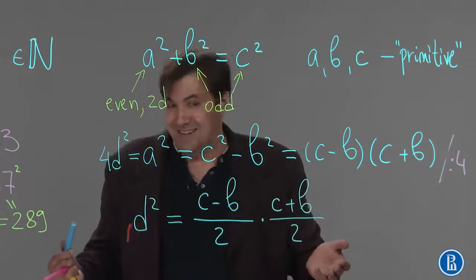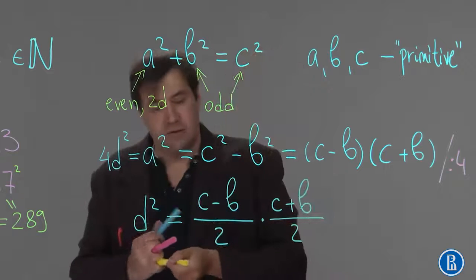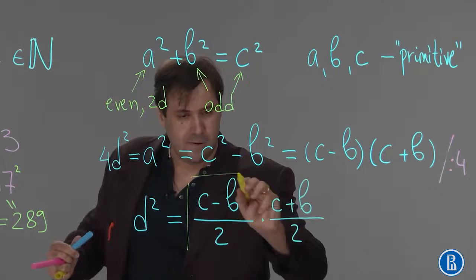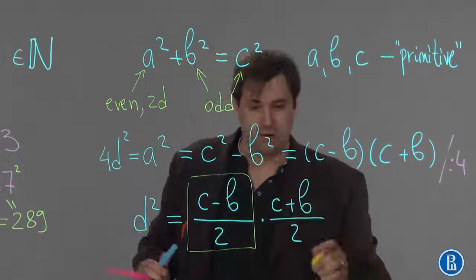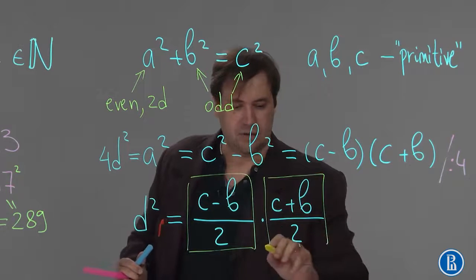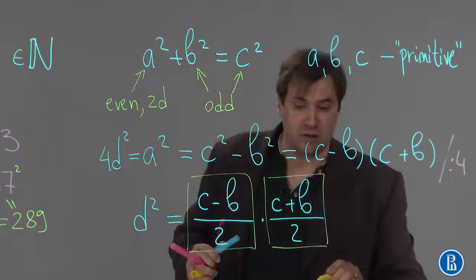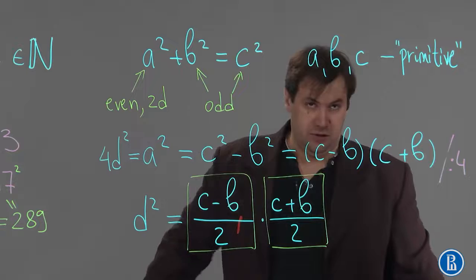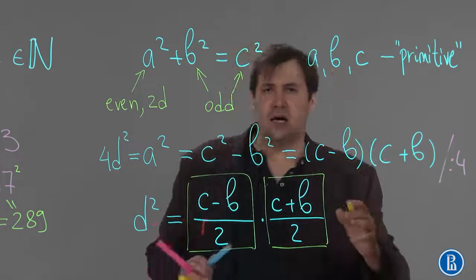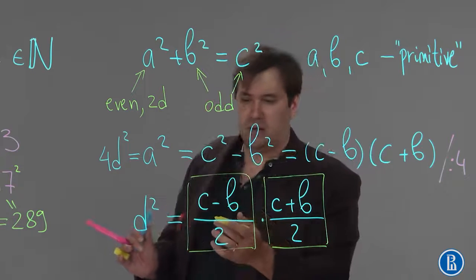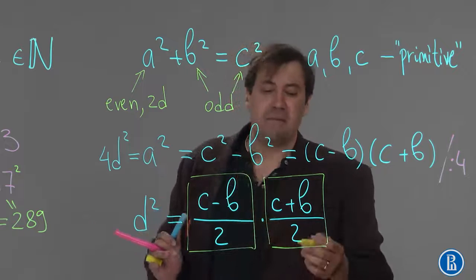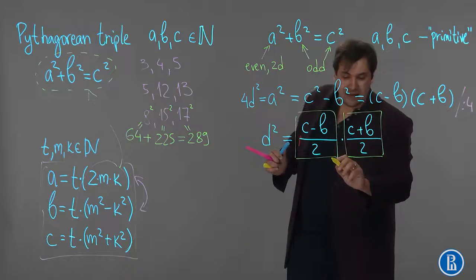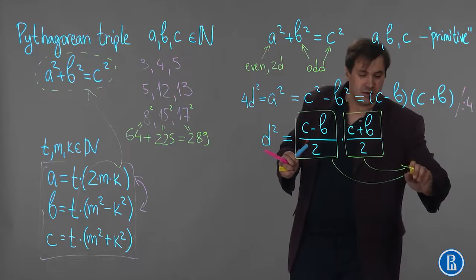Well, now what? Well, we understand that this expression here is an integer. This expression here also represents an integer. But what can we say about these two integers? We know that b and c are coprime. But what about half of their difference and half of their sum?